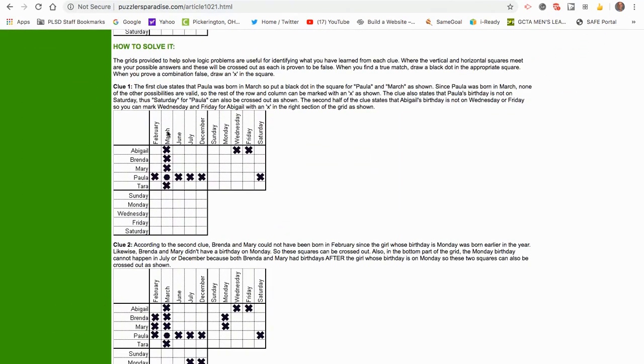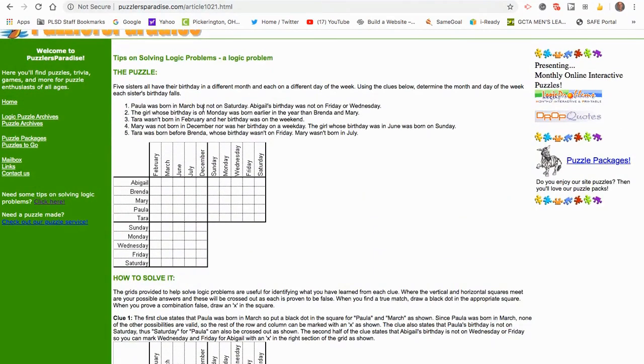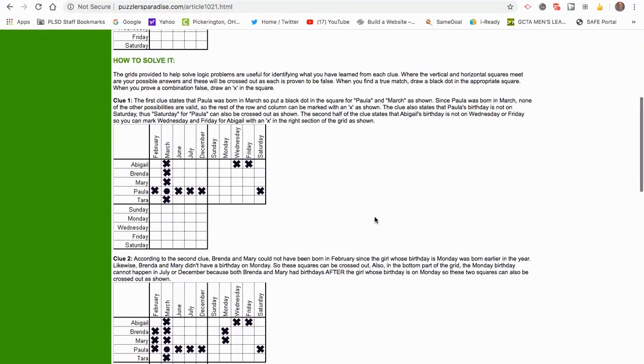So here's clue number 1, and the clue is that Paula was born in March but not on a Saturday, and Abigail's birthday was not on Friday or Wednesday. So what you can do is the first clue gives you information that Paula was born in March. You can just mark that, and then the other ones get X'd out as a result. And it says since Paula was not born on a Saturday, we could eliminate that one. And we could also eliminate the fact that Abigail was born on a Wednesday or Friday.